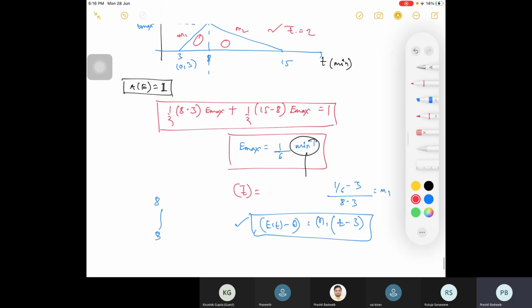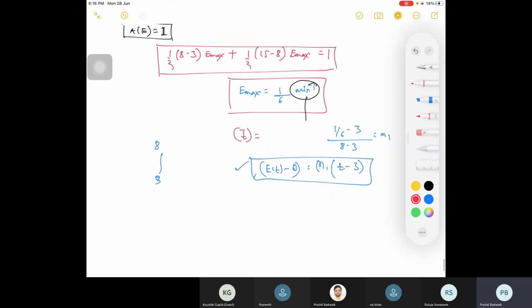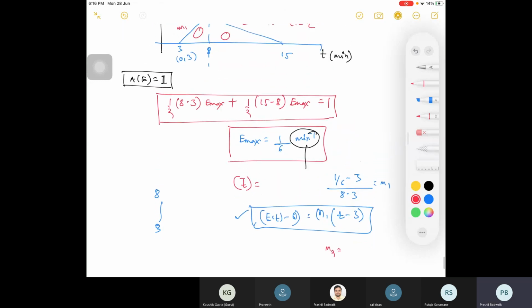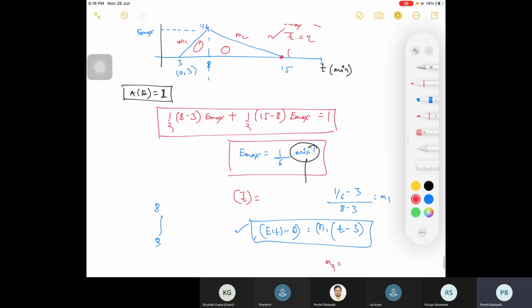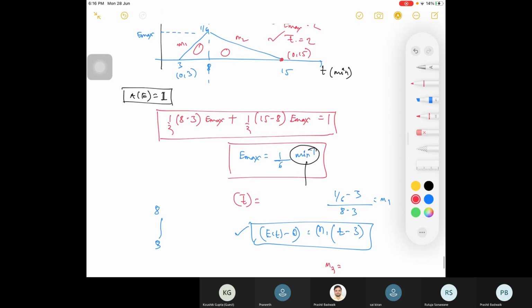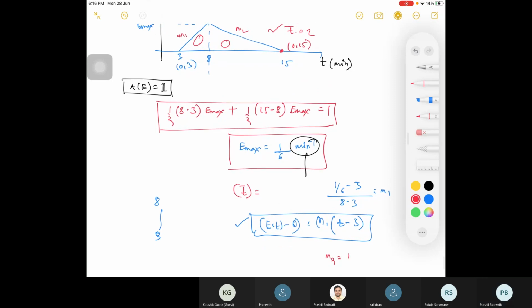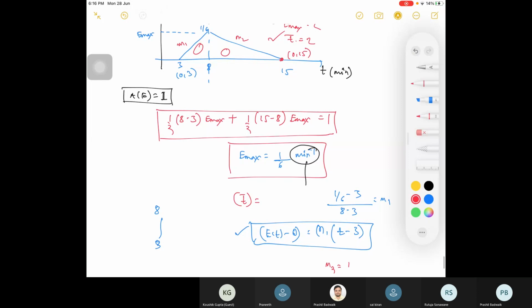Second will be, what is your M2? M2 is your change in y, you consider this point 0, 15, right? So change in y is here 15 minus. No, see, it is opposite, right? Wait.